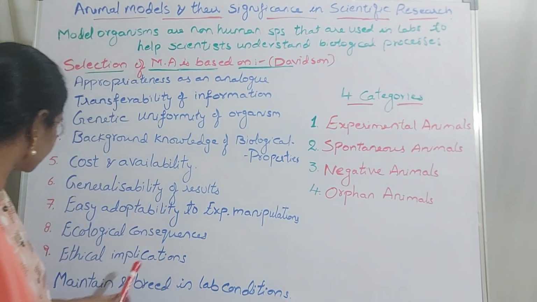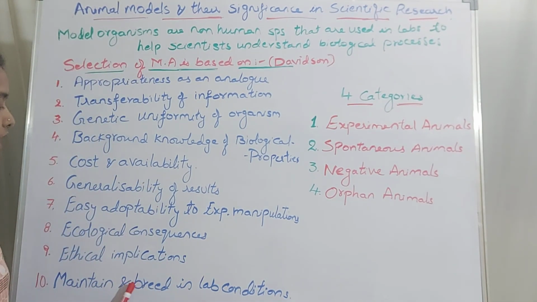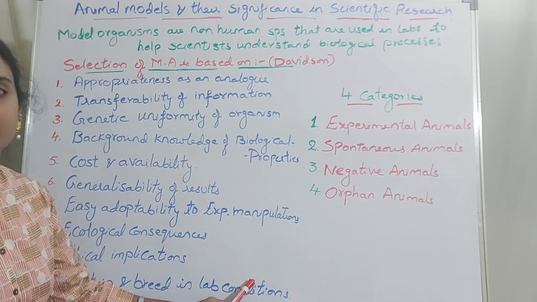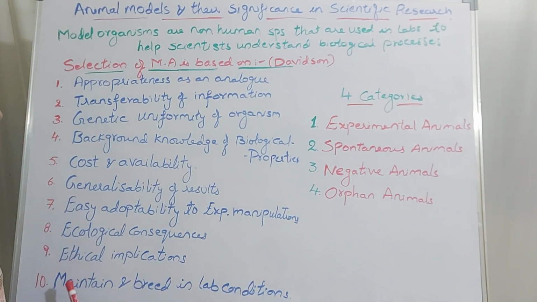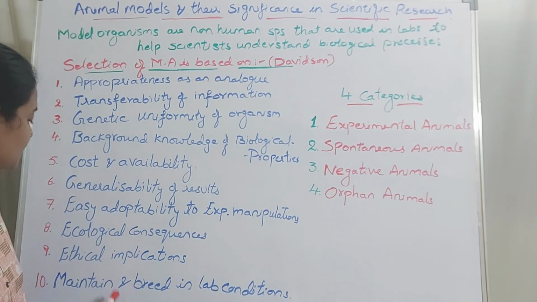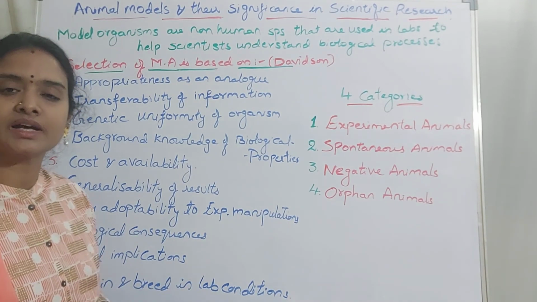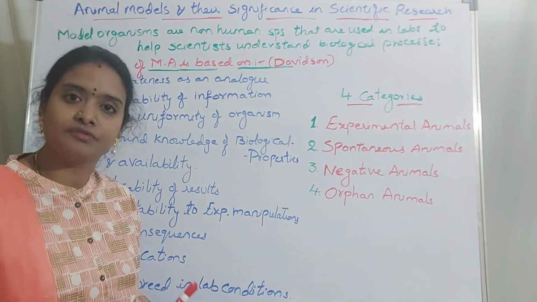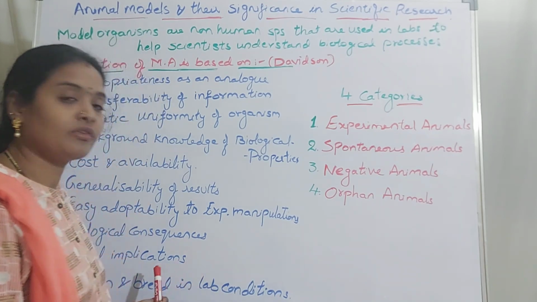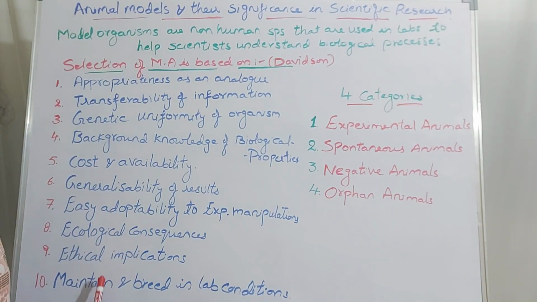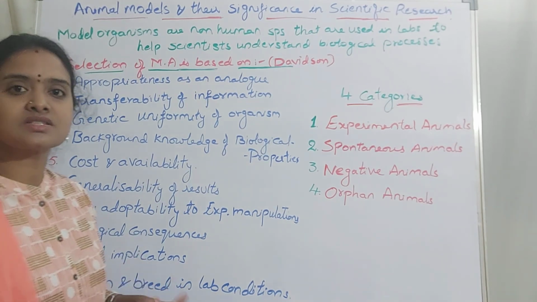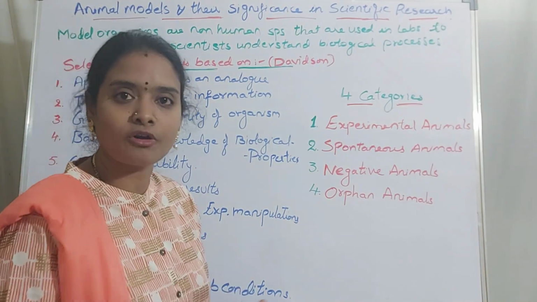Then the last one is maintenance and breeding in laboratory conditions. The animal model you select must be easy to maintain with respect to environmental condition, laboratory condition or food, whatever you are providing them, and they should breed well, so that you can study more generations.